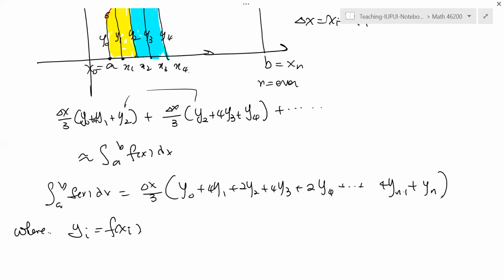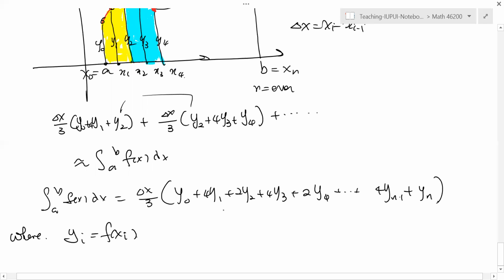Now, how do you know this sum approaches the integral? Can we prove that? I think you can prove that. It's not trivial, but one can still prove it.